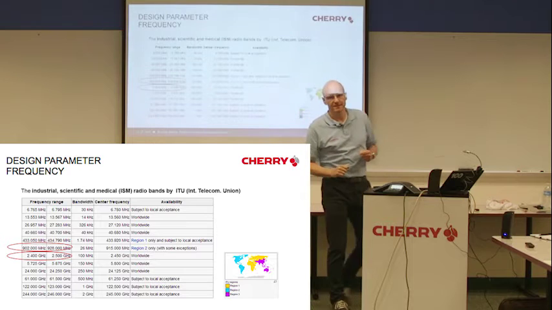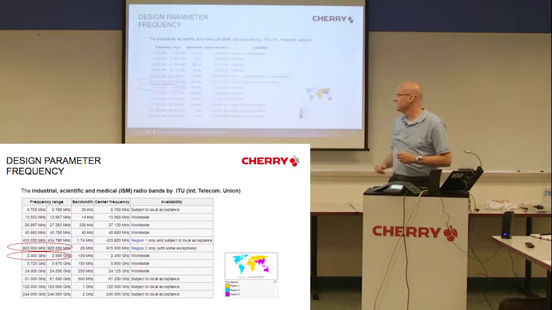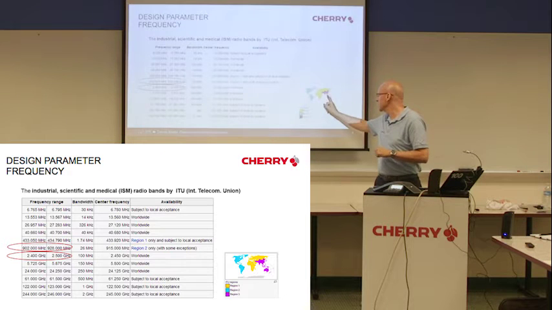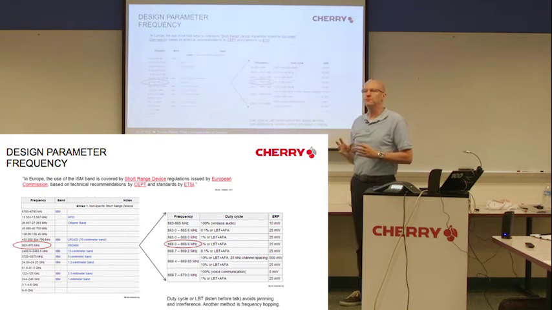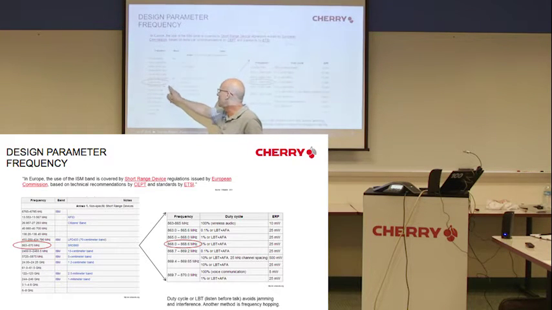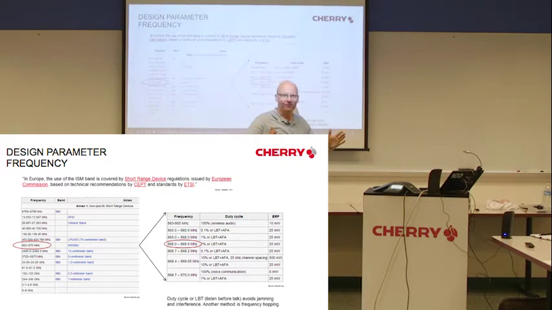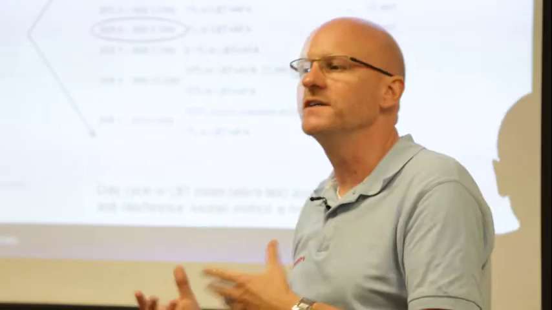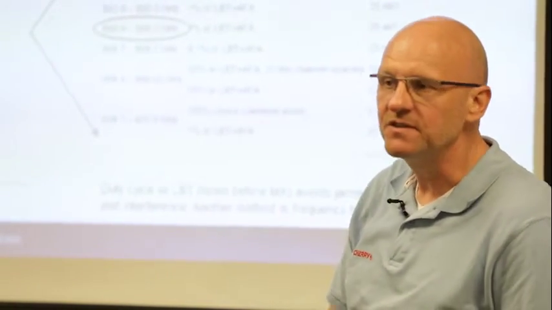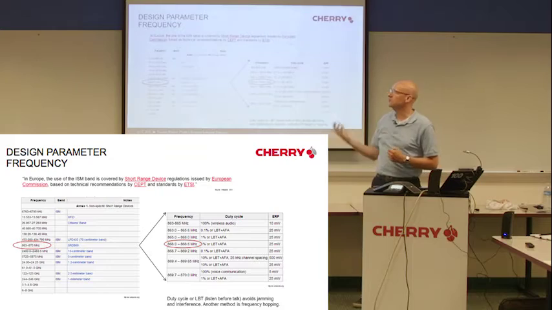If I design for 950 megahertz, then I will get a problem, because 950 is only for region 2. If I want to sell it in Europe or in Asia, then I will have a problem. Especially for Europe, the European Commission said, okay, we create another band. It's called the SRD 860 band, and it's a band between these two border frequencies, and the center frequency is 868 megahertz. So we call it the 868 megahertz band. And this is a special frequency band we can use in Europe.